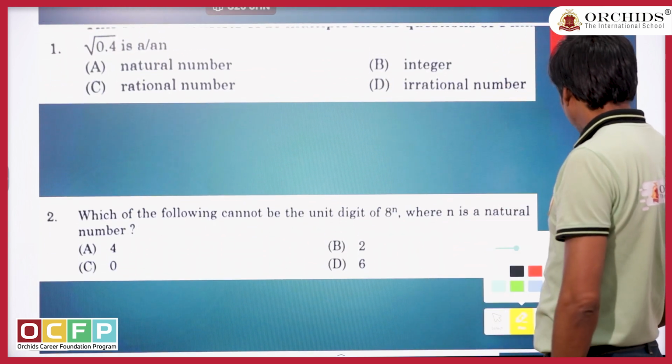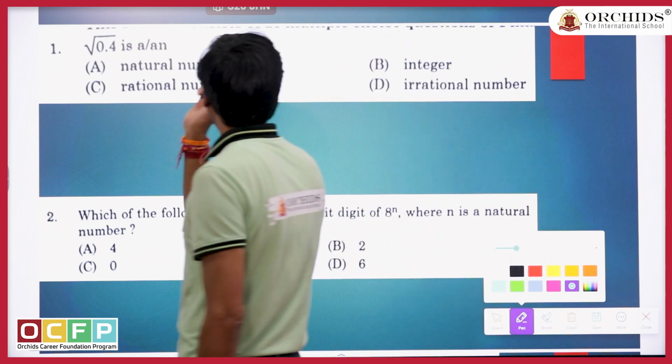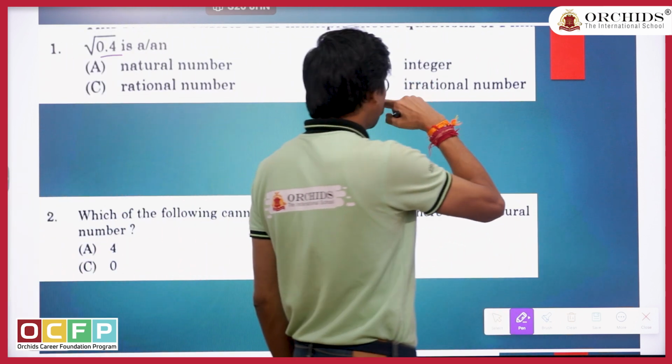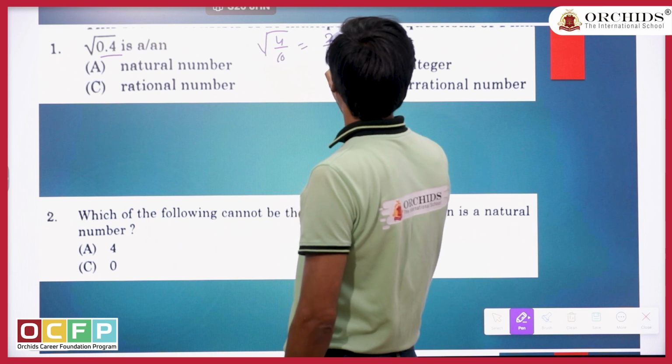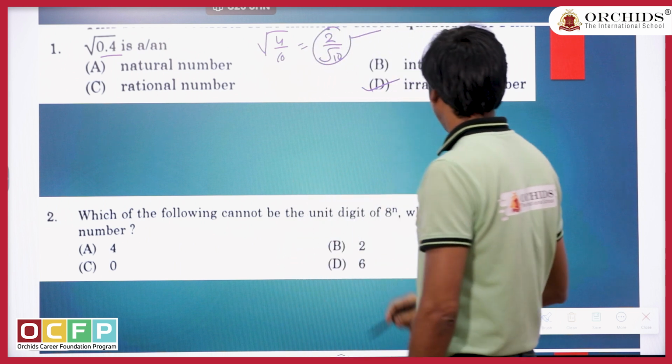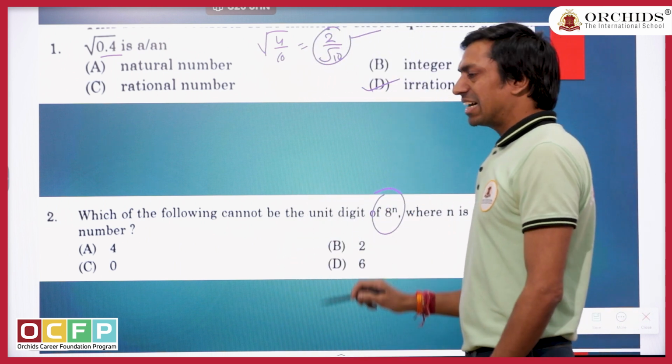Now the root 4 will end with root 0.4. Root 0.4 is what kind of number it is? Root 0.4 I can write as root 4 by 10, and that can be written as 2 by root 10. So it is what? Irrational number.